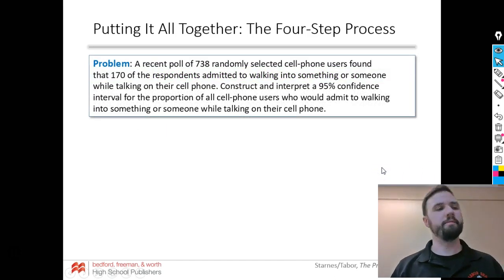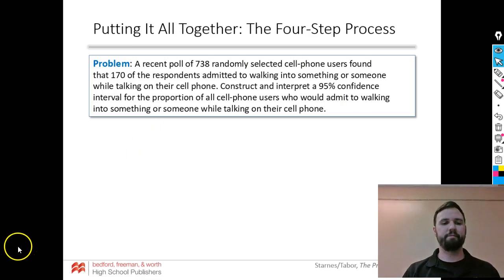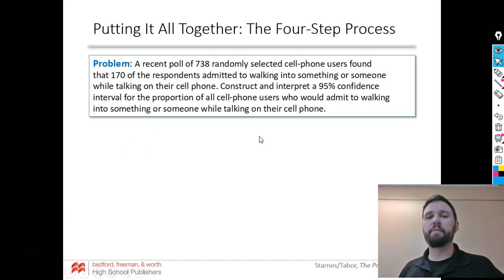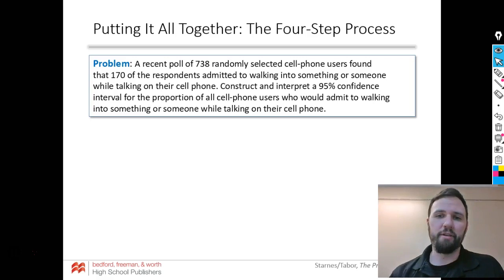Let's do one. So, a recent poll of 738. We take a poll of 738 randomly selected cell phone users. 170 admitted walking into something while talking on their cell phone. The other ones are liars. And we need a 95% confidence level interval for this.